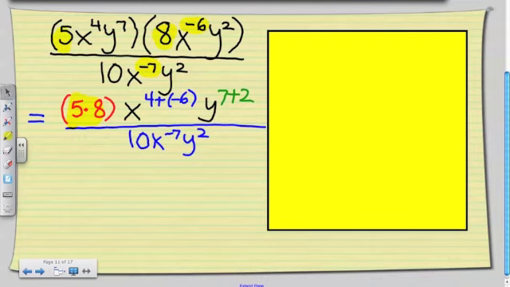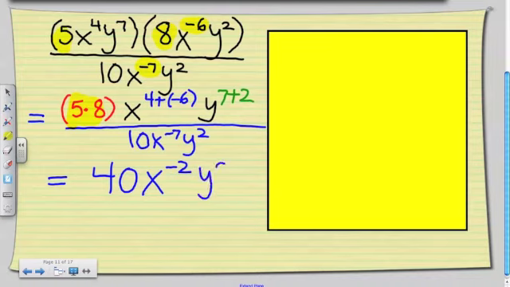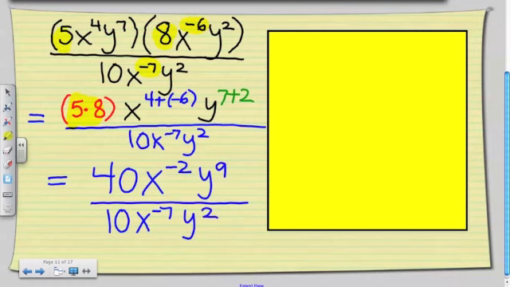Okay? Doing everything very carefully and very slowly, because the second I screw up on one little exponent, it'll throw off my whole answer. So my new numerator is 40. X to the power of 4 plus negative 6 is going to give me negative 2. Y to the power of 7 plus 2 is 9. All over 10 x to the power of negative 7 y squared.